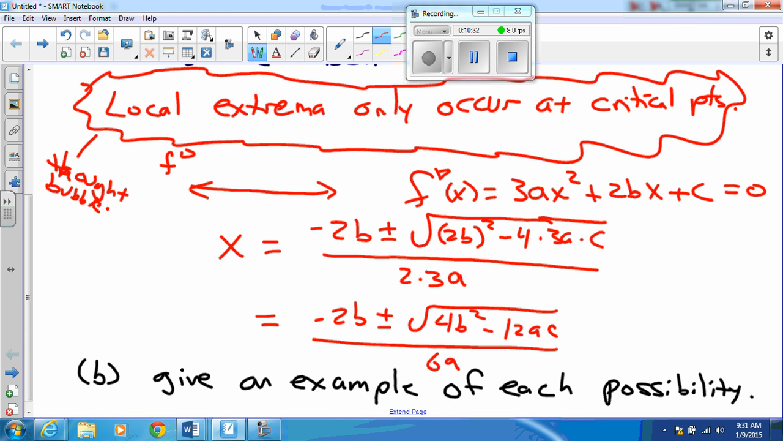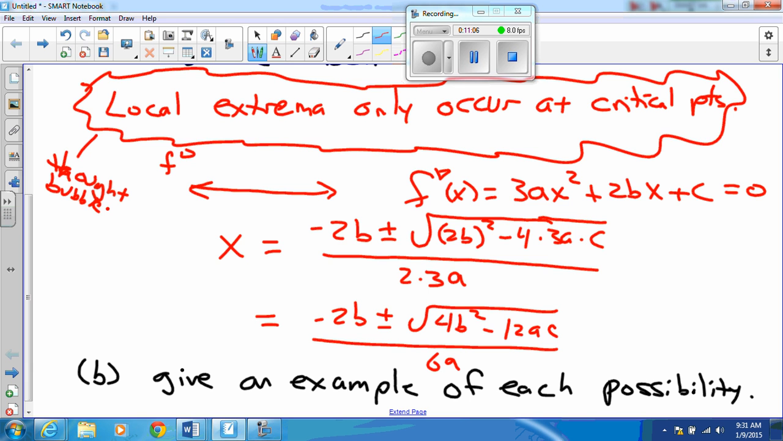How many critical points do I actually have here? I might have 2, but I might also have 0 if what happens? What's the circumstance under which I end up with no real solutions here? The square root is negative. That's right. If the inside of the square root is negative, then I end up with 0 real solutions. If the inside of the square root is positive, I end up with 2 real solutions.